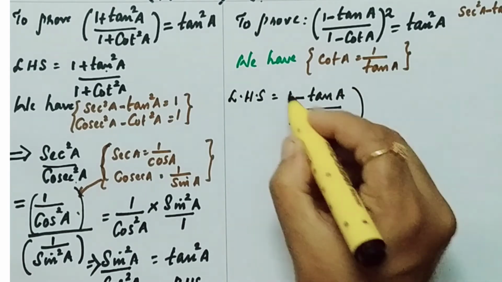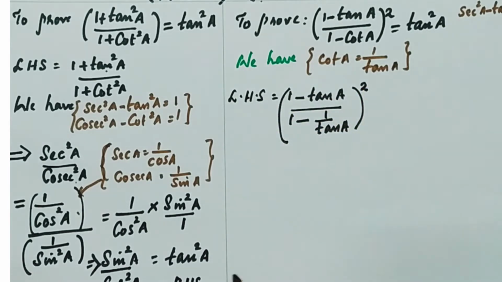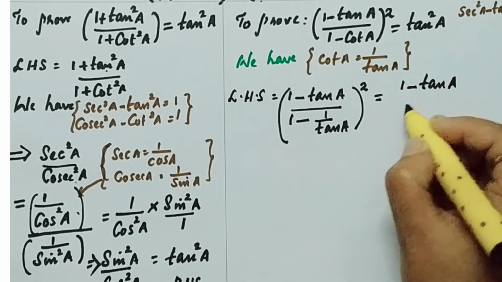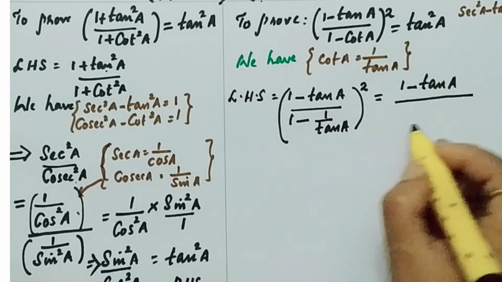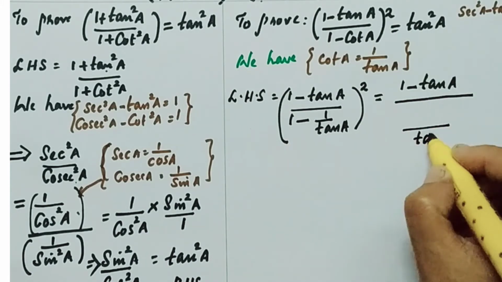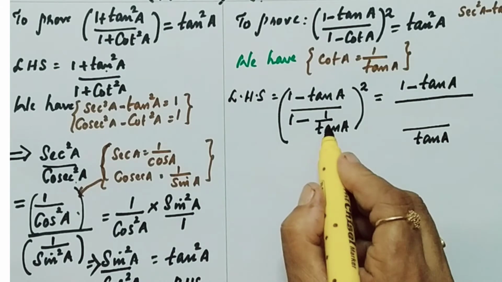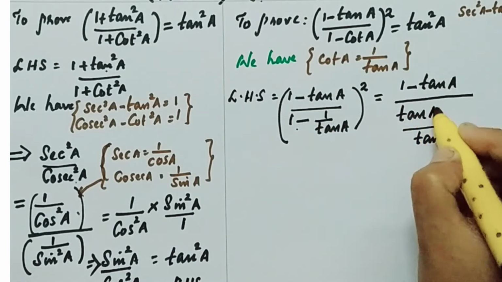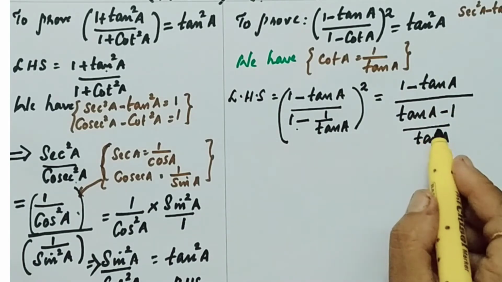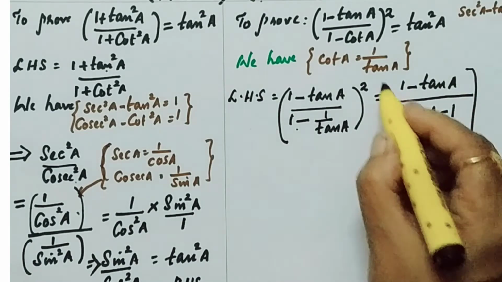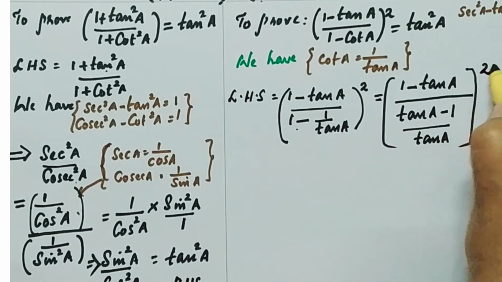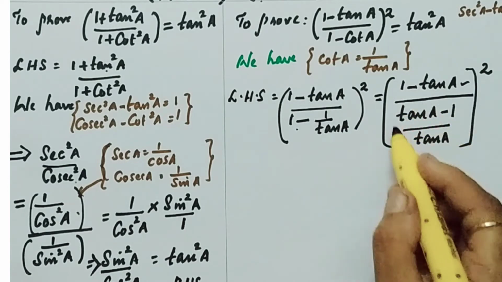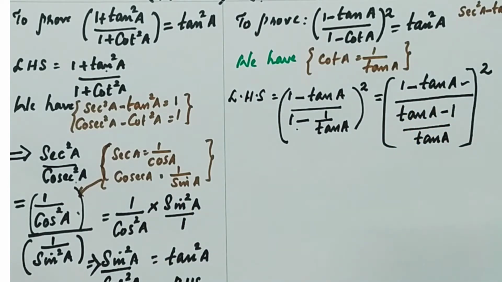Now a whole square is there. Here the numerator is 1 minus tan A, correct. The whole divided by, in the denominator I am going to take the LCM as tan A. When taking LCM tan A, here comes tan A minus 1. So this is the denominator, the whole square. Actually this is your numerator, and (tan A minus 1) divided by tan A is the denominator.